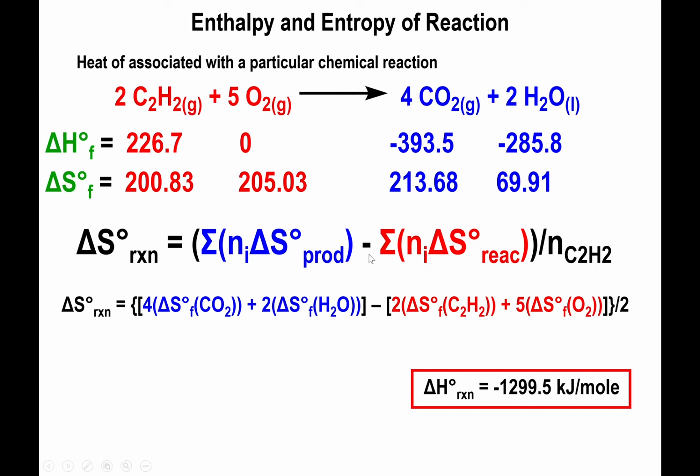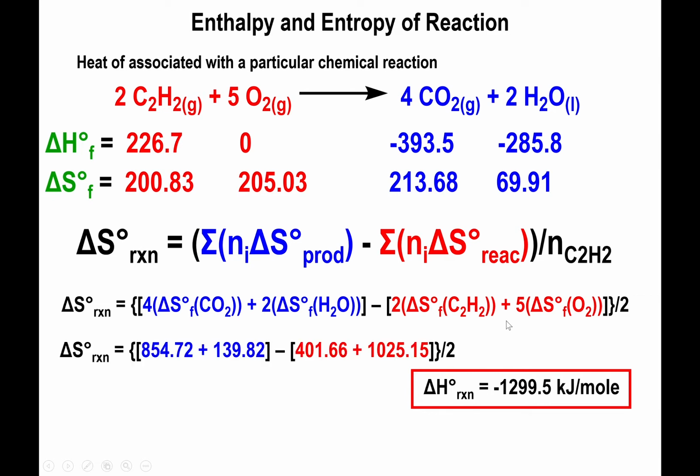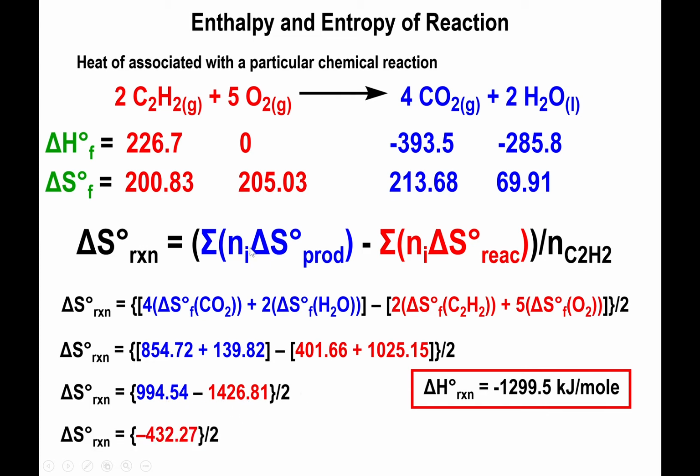We take the values of delta S products, multiply by their balancing coefficients, we add them together. Take the delta S formation values for the reactants, multiply by the coefficients, and we add them together. And we input the values, we carry out the multiplications, we continue by adding the values for the products and the reactants, and at the end we subtract the value of the reactants from the products, and then we divide it by one of the reference points, which in this case I'm sticking to C2H2. So the entropy ends up being negative 216.14 joules per mole Kelvin.